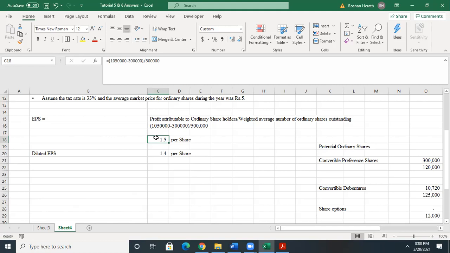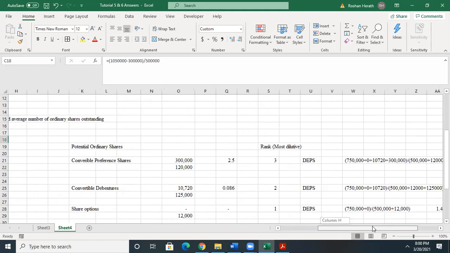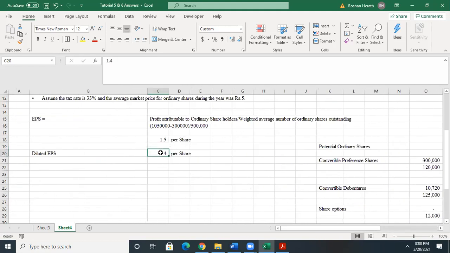Diluted earning per share, as the term suggests, there must be a dilution in the earning per share. So therefore it is not the 1.4, I'm sorry for that, it must be 1.19.